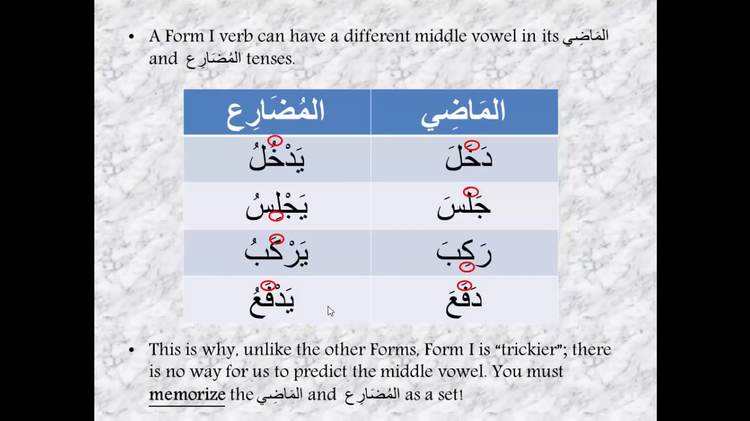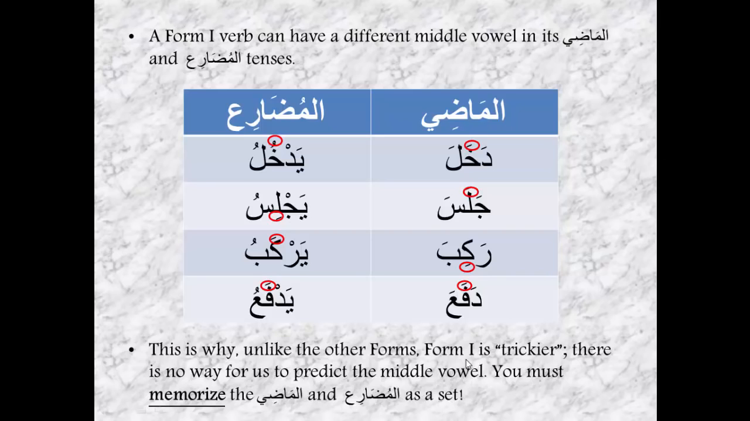Takeaway message is the fact that the middle vowel cannot be predicted. So just because you know that dakhala has a fatha as a middle vowel in the madi, that tells us nothing about what the middle vowel could be in the present tense. Dakhala yadkhul. It could also be the same, dafa'a yadfa'. There's no way for us to know. And this is why, unlike the other forms, Form 1 is trickier. There is no way for us to predict the middle vowel.